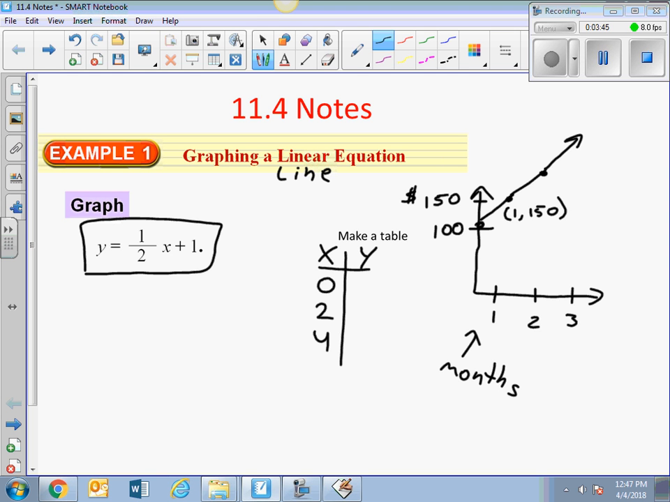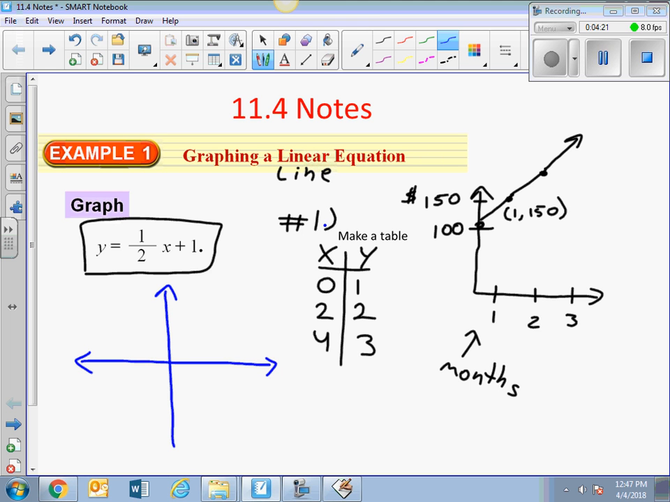So if I put a 0 right here, 0 times a half is 0, plus 1, it's 1. Put a 2 in, divide by 2, you get a 1. 1 plus 1 is a 2. And then notice this is going up by 1, so this must be 3. And you would see that if you put the 4 into the x value. So the very first step, today anyway, is to make a table. And the second step would be to make your graph.